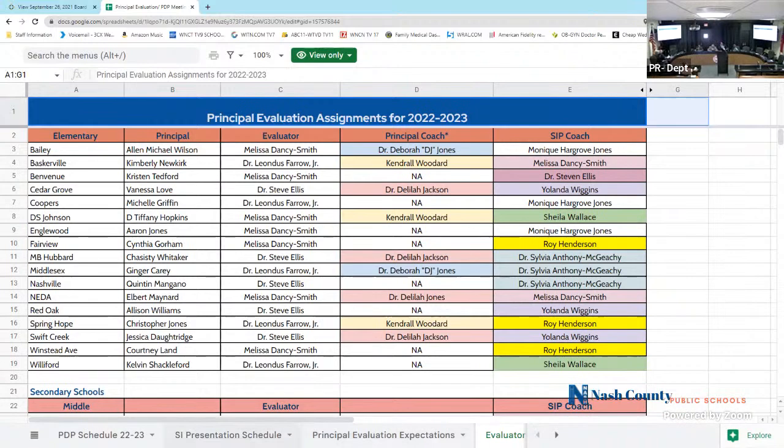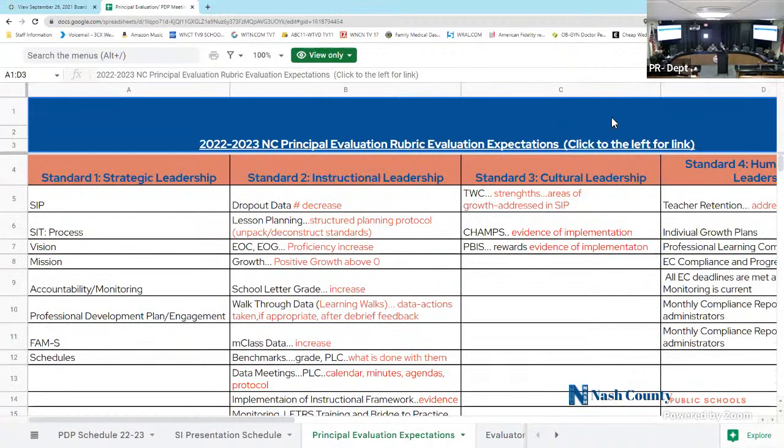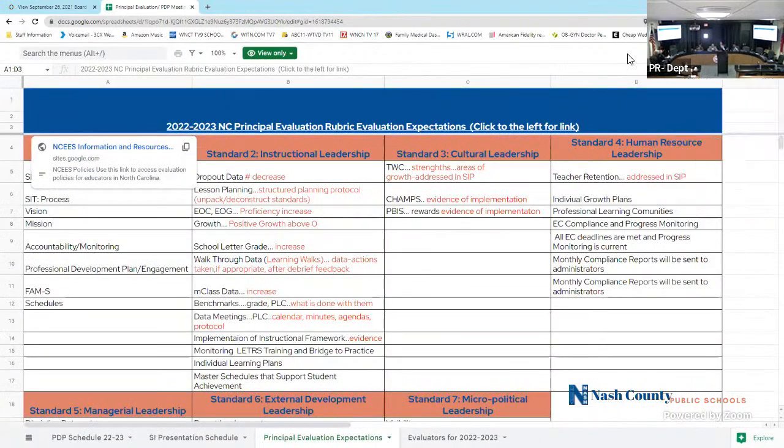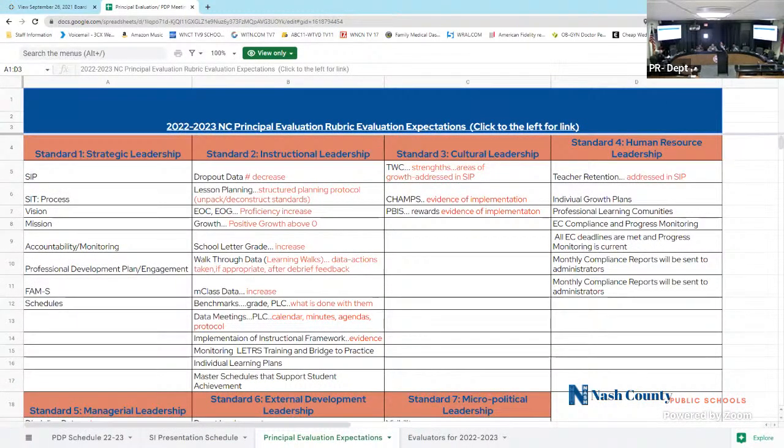When it comes to goals, principal evaluation expectations, I wanted to share this because when you see my goals for the district at the next board meeting, this is what it's going to look like. We started putting measurable goals for principals to attain. An example under instructional leadership is dropout data. If you're a high school principal, you would want to decrease that number. EOC and EOG proficiency need to go up certain amounts, along with positive growth and school letter grades. We've got all sorts of data points in here.